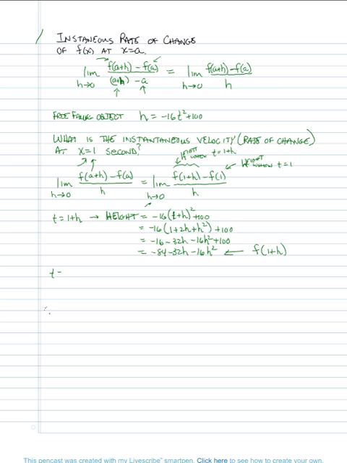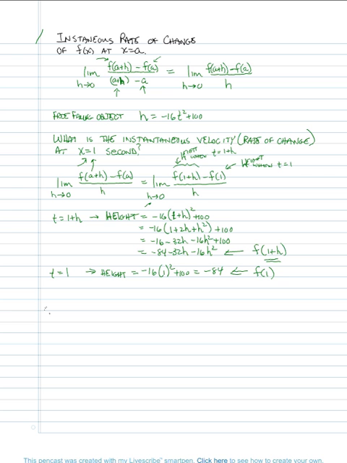Now, when t is just 1, we calculate the height: it's negative 16 times 1 squared plus 100, and we already had that before. That's 84, isn't it? So this is that f of 1, the height after 1 second. Up here is the height after 1 plus h, which is just 1 plus a little bit more, because remember, h is going to 0.